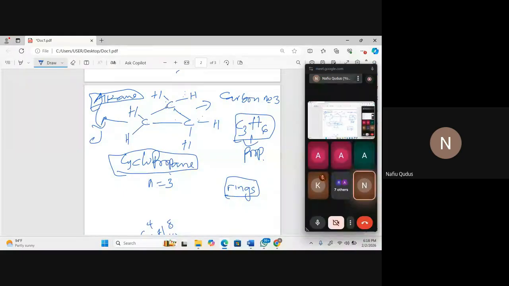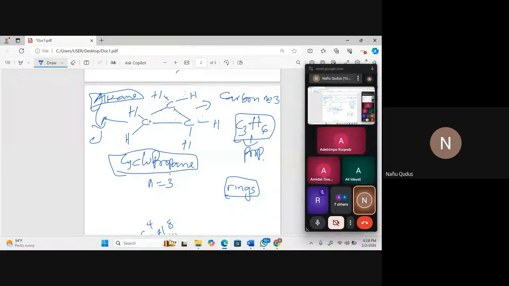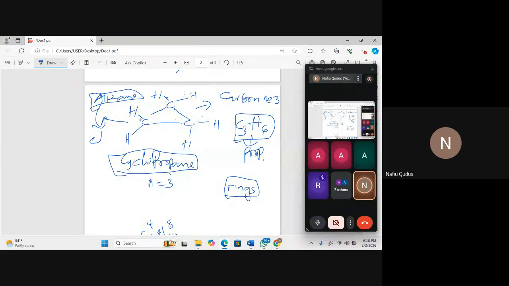Now, this carbon itself, it's surrounded by what? By 2 bonds. We now add these 2 hydrogen to it. Make it what? Make it 4. That's why we said the bonds that must surround the carbon must be how many? Must be 4. 1, 2, 3, 4. Here as well, 1, 2, 3, 4. Here as well, 1, 2.